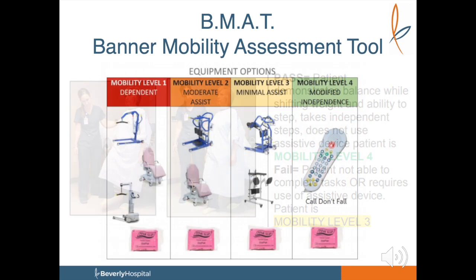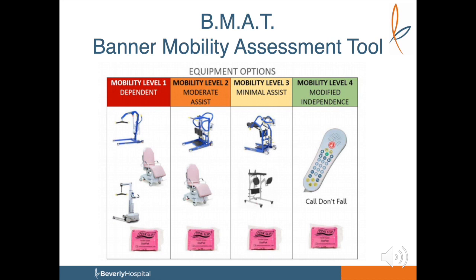At each mobility level, there are suggested equipments. At level 1, a Hoyer lift and fall bundle is recommended. At level 2, a sit-to-stand lift and a fall bundle is recommended. At level 3, a sit-to-stand and a fall bundle is recommended. At level 4, the patient is modified independent and may ambulate with just supervision for safety.